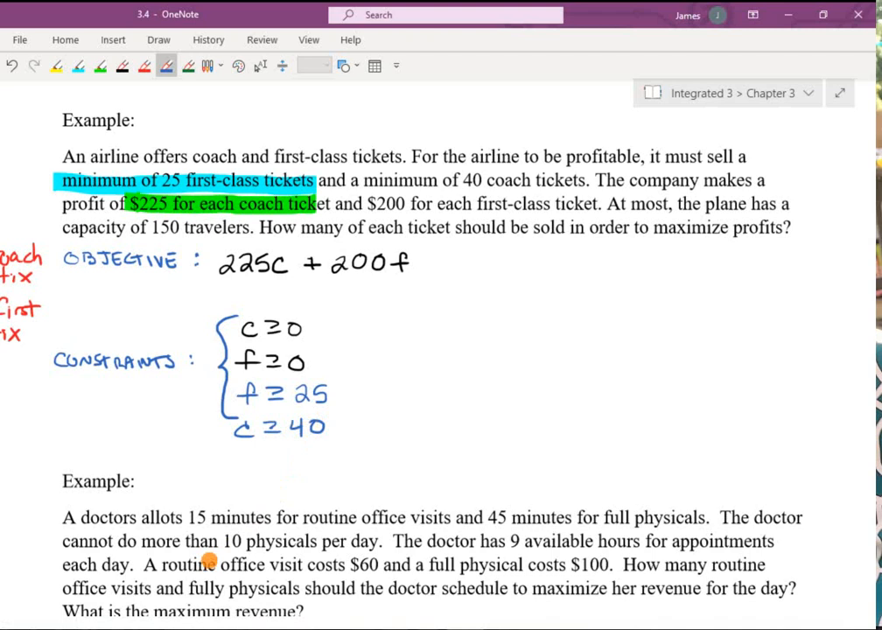Okay, there's one more constraint. These were my non-negative constraints. These are the number of individual class tickets that I have to sell. And there's one more constraint up here that we haven't talked about, and it's that right there. How could I express that as an inequality?